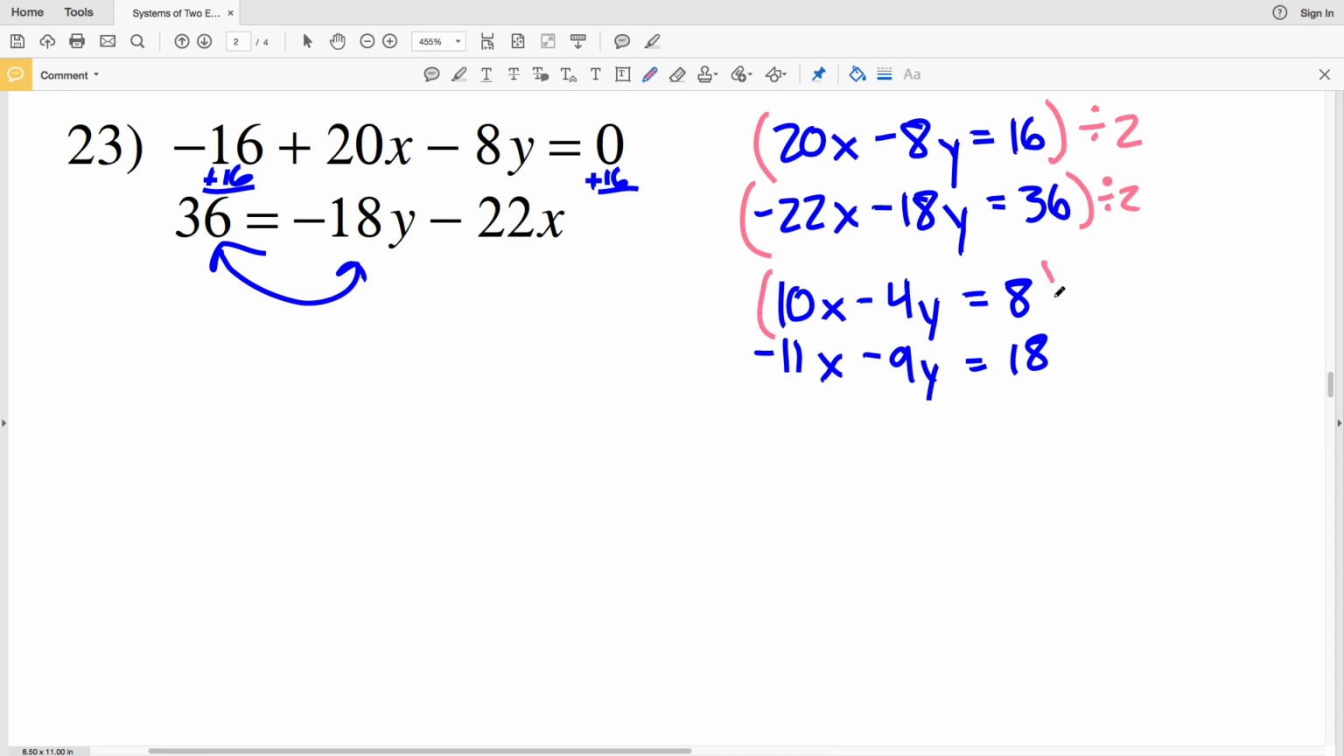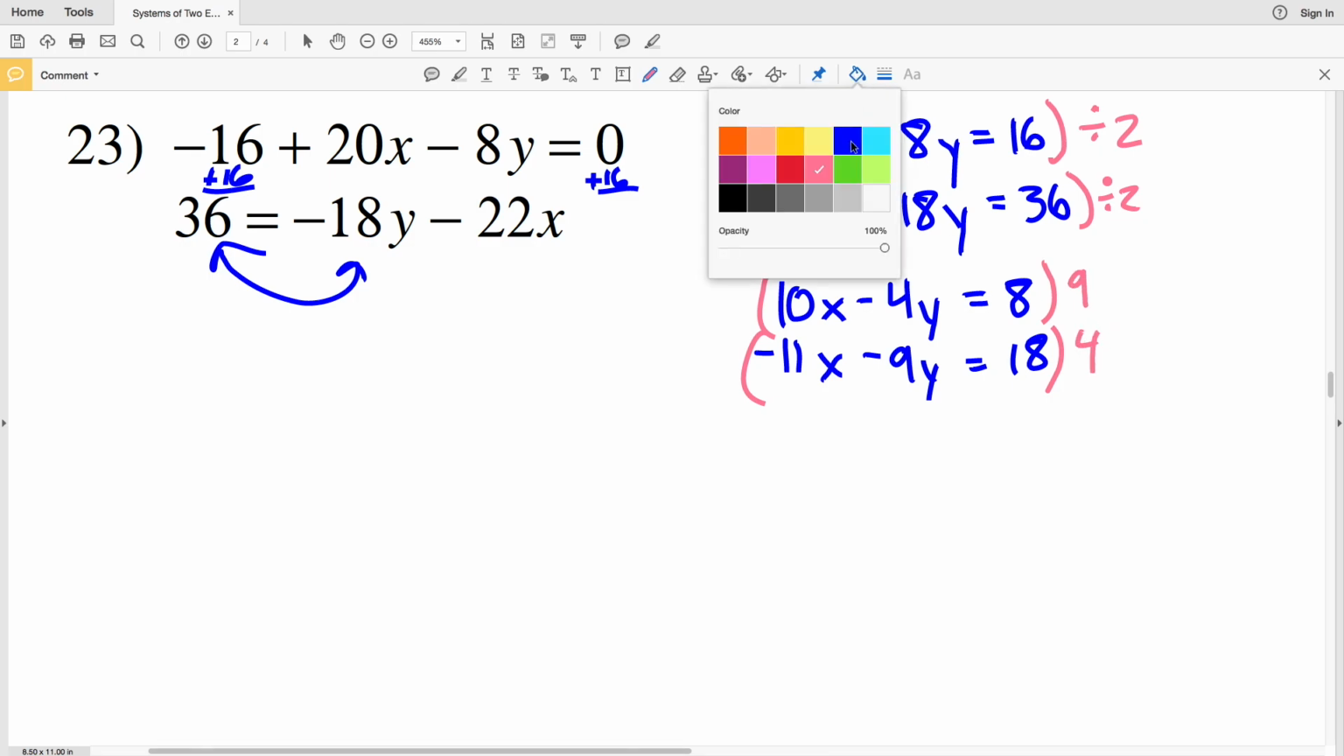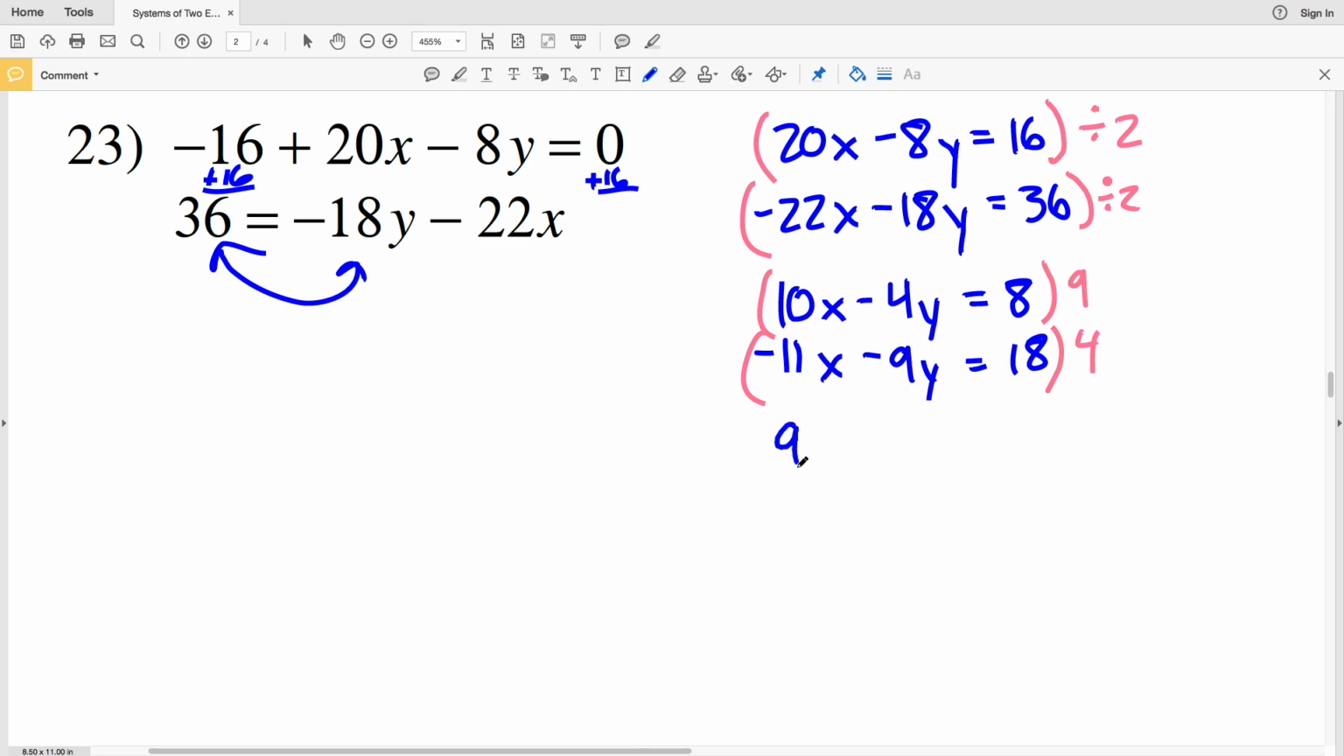Now in order to get my y's similar so that I can add or subtract to eliminate, I'll multiply that top equation by 9 and I'll multiply this bottom equation by 4. So 9 times 10 is 90, so that's 90x minus 9 times y is 36y, and that's going to be equal to 9 times 8, which is 72.